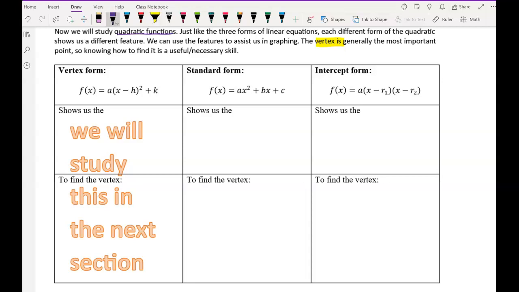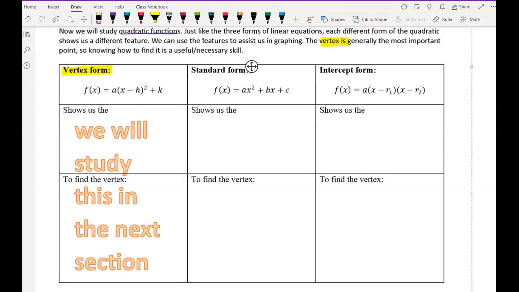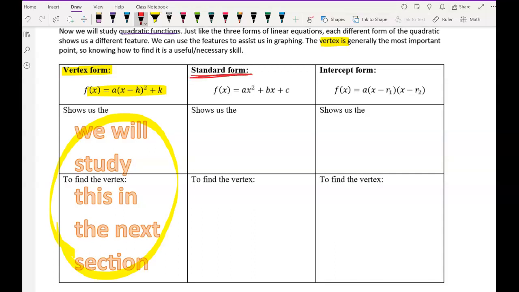Okay, let's start with the 3 forms. The first one's called the vertex form, which, students, we will study in the next section. So in this part of the notes, we will be studying the standard form and the intercept form. So the standard form is always f of x equals ax squared plus bx plus c. Remember, f of x is the same as y.